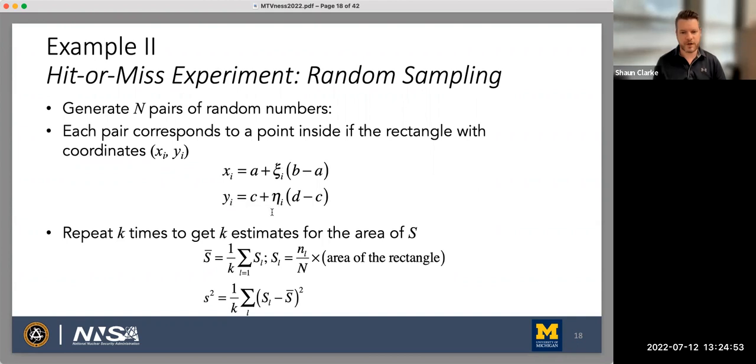Similarly, if the second random number eta is bound on 0, 1, the resulting values of Y will be bound on the interval of C to D. It's important to note that in this case, we're randomly sampling pairs of random numbers. So we need to sample coordinates. So we need pairs of independent random numbers to do this sampling. So that's why we have two different letters noted here for these random numbers.